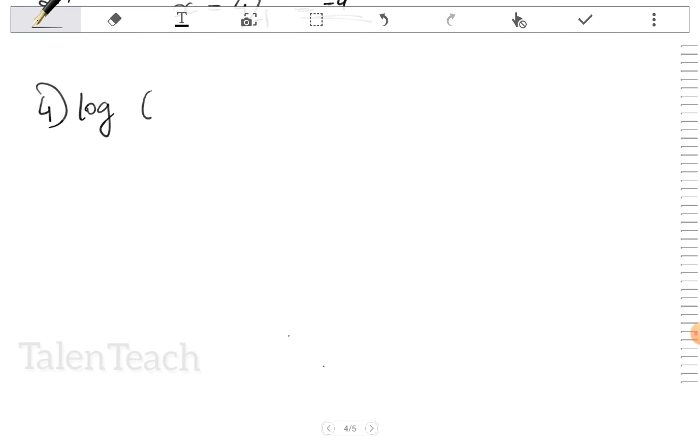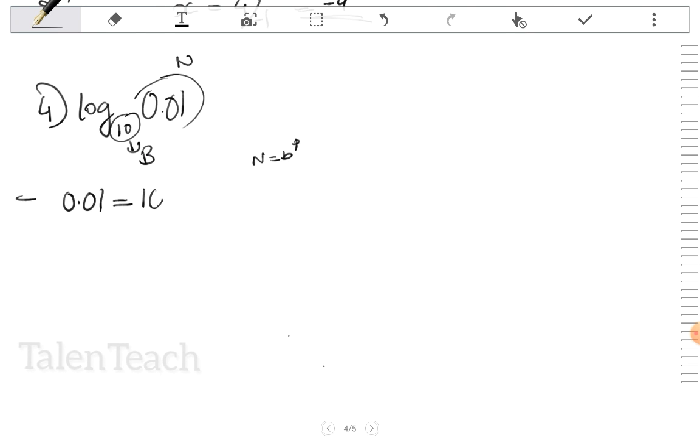Logarithm of 0.01 to the base 10. So here the number is given and 10 is the base. As the question is already in logarithmic form, in the first step we have to write it in exponential form. Exponential form is number is equal to base raised to power. So here the number 0.01 is equal to, here the base is 10, so 10 raised to x. Here the power is not mentioned, so we can give the variable x.